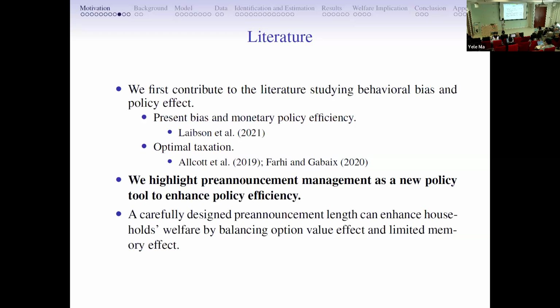Okay. So I will briefly introduce our contribution to the literature. The first contribution is that we propose a new policy tool as a way to enhance policy efficiency. In the past, many papers have highlighted that behavioral economics or behavioral bias should be considered when we make policy, and we highlight that we can further enhance policy efficiency by manipulating the pre-announcement.